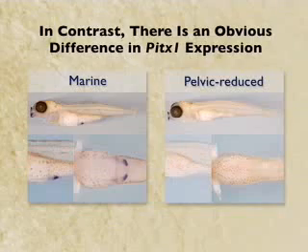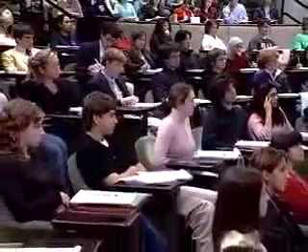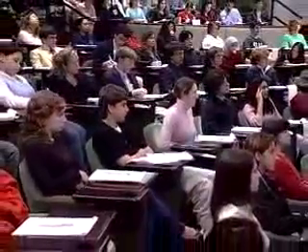In the pelvic-reduced population, you still have normal expression in the developing head region, the mouth, and the jaw parts, but at the site in the body where the hind limb would normally form, the PITX1 gene no longer turns on in that location.